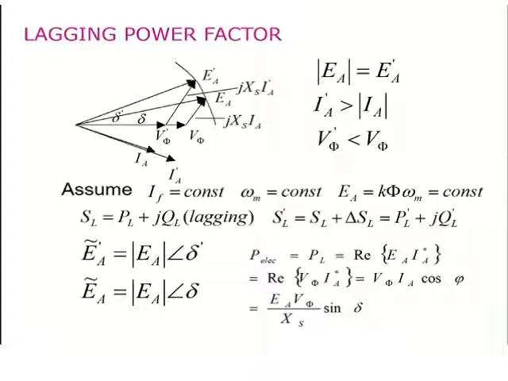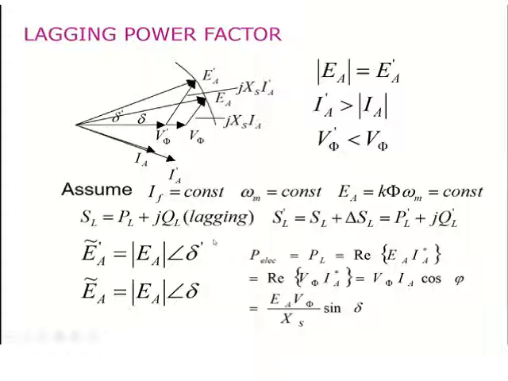The same two cases are shown in terms of a phasor diagram. In the earlier case, the load current was Ia. Now the load current is increased from Ia to Ia dash. Due to this increase in load current, the voltage drop j Xs Ia has increased to j Xs Ia dash. Ea dash is equal to Ea; we are not changing the excitation. Therefore, this voltage has to be reduced. Therefore, V phi dash is less than V phi.